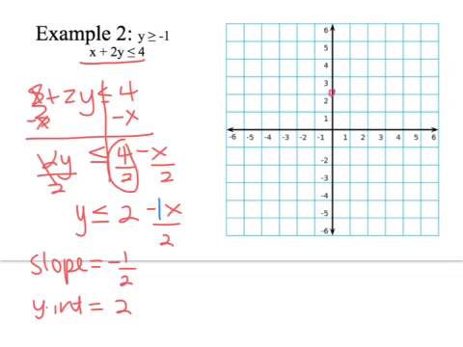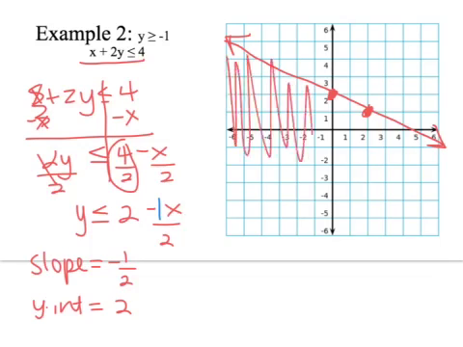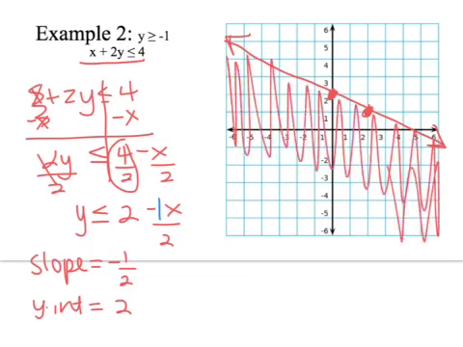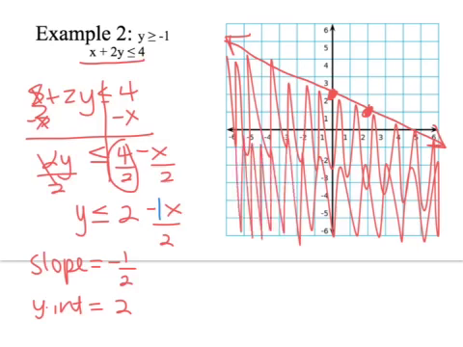So I'm going to go up 2 for my y-intercept. My slope of negative 1 over positive 2 is down 1, right 2. And this will be a solid line. It says y is less than all that stuff, so less than is shaded below the line.